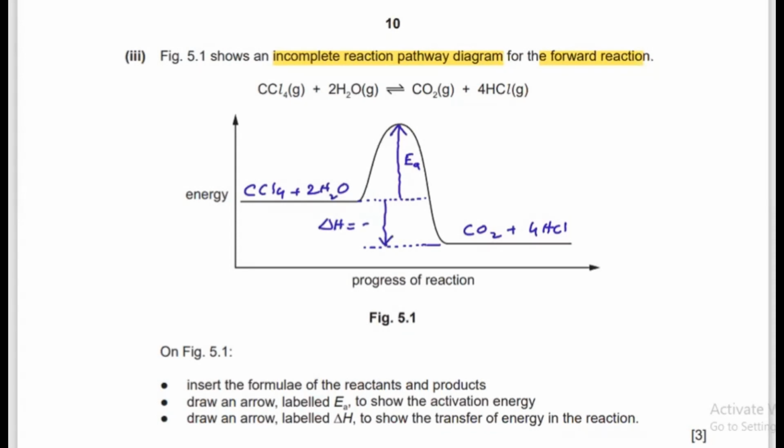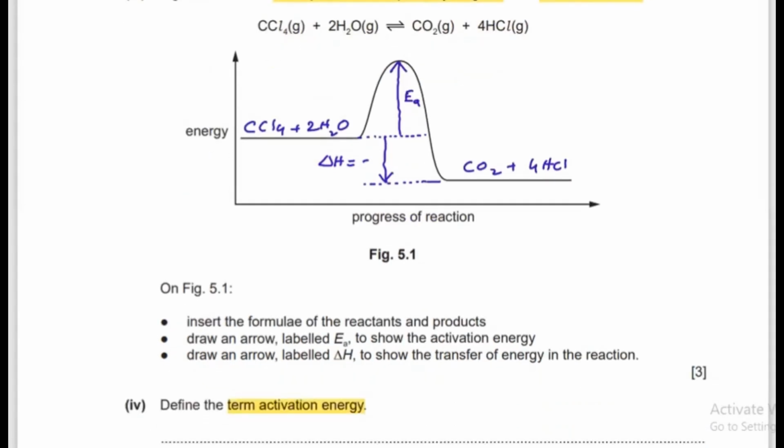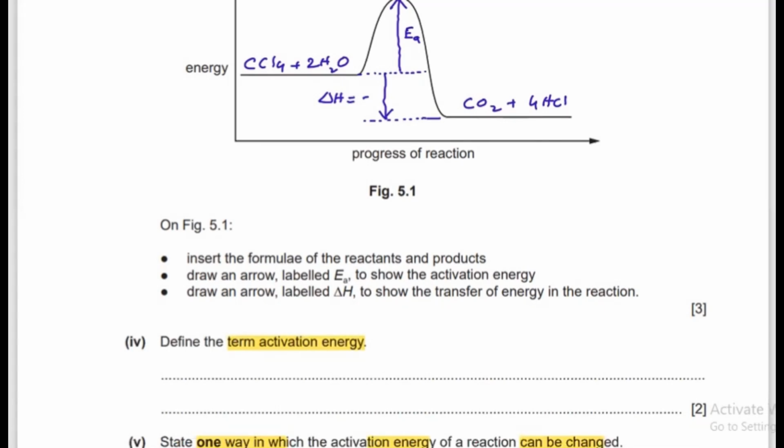As we can see, the reactants have more energy than the product. So the reaction is exothermic. So you can show the negative sign with the enthalpy change.